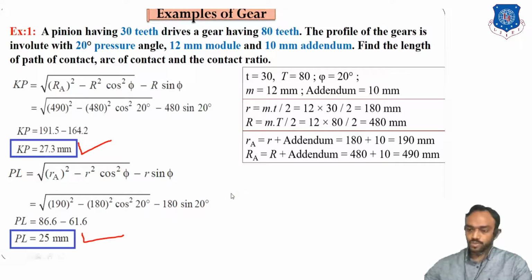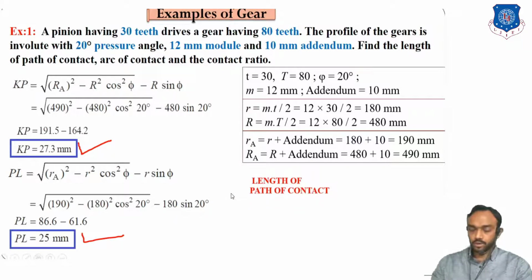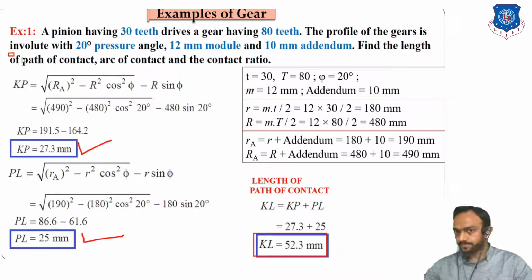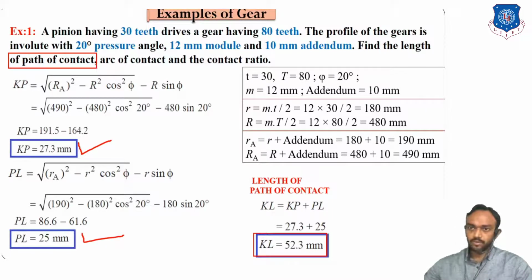So what will be the length of path of contact? You already know that it is equal to Kp plus PL, where Kp is 27 and PL is 25. So the final length is 52.3 mm. So we have found the length of path of contact here. The remaining are the arc of contact and the contact ratio. So let's find those.